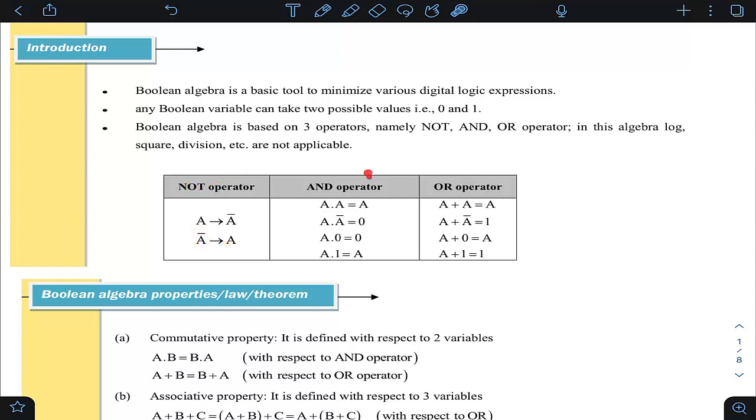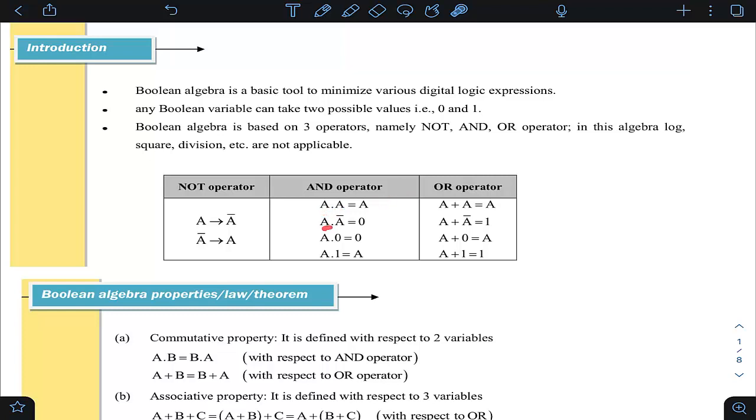Next one is the and operator. The first one says a variable anded with itself is the same variable. A and a is a. Don't say that a dot a is a square. This is not multiplication, please. It is not multiplication. In normal math, it would have been a square. So it is a anded with a is a.